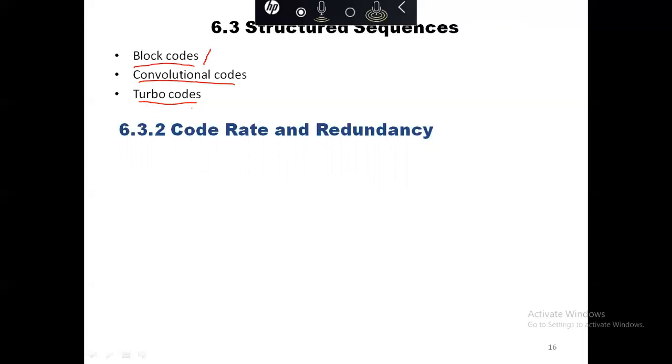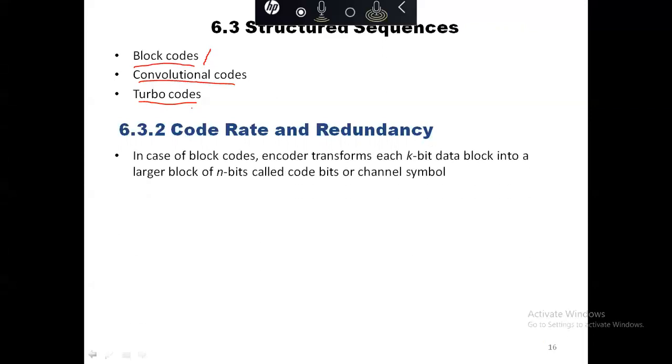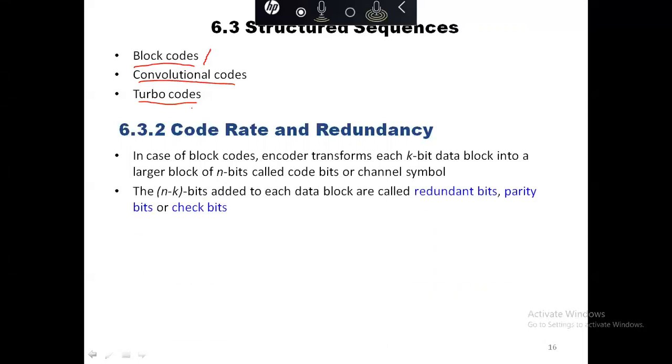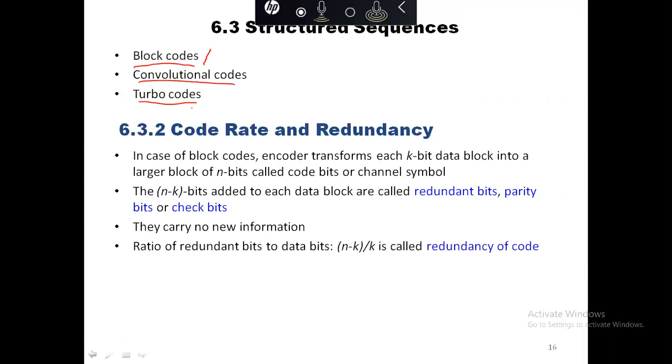So first we learn that, for example, we have a k-bit data block. We encode it with n coded bits over the channel. So n minus k are redundant bits. It may be the parity bits. The parity bits carry no information. These are the redundant information which helps to recover the data.